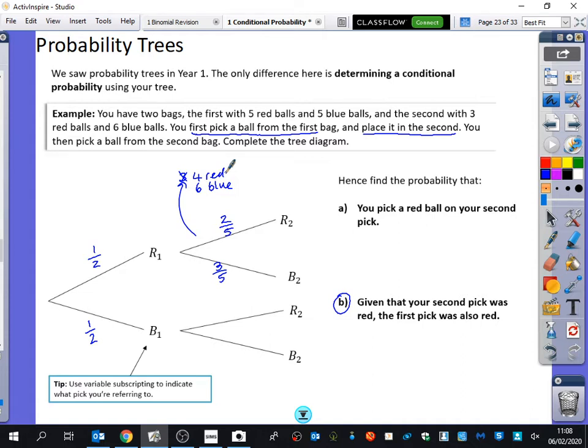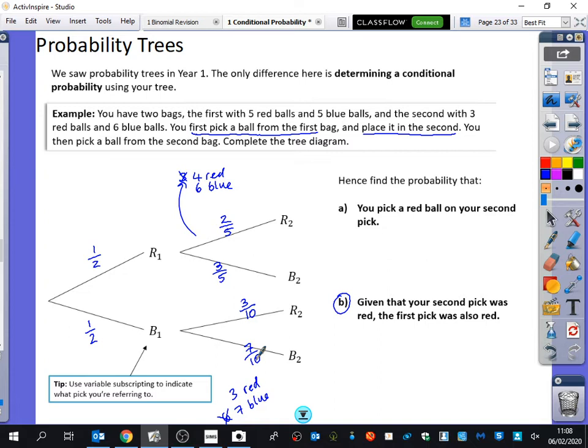So it's no longer going to be 3 red and 6 blue. It's going to be 3 red and 7 blue. It was 6 blue, but it's now changed to 7 blue because we've put blue in there. So the red on the second pick will be 3 out of 10 and the blue on the second pick will be 7 out of 10.